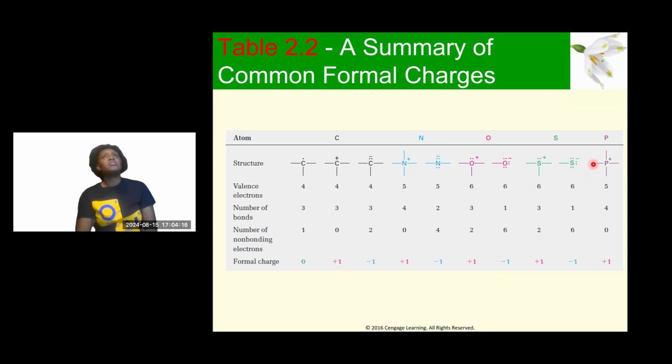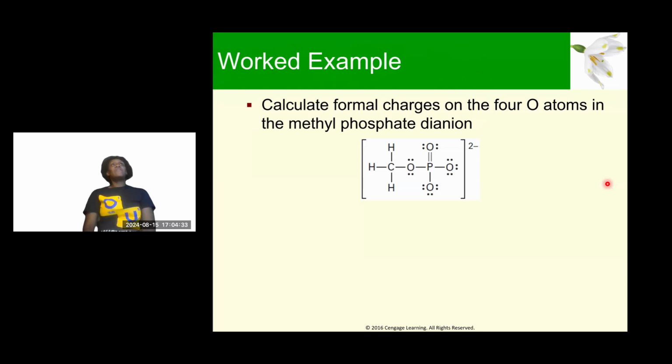Let's go ahead and do phosphorus over here. Phosphorus has 5 valence electrons. There are 4 bonds, no electrons on it. So 5 minus 4 gives you a +1 formal charge. All right, I think I did enough examples. I hope that helped.